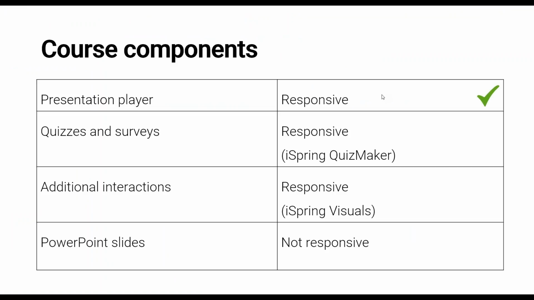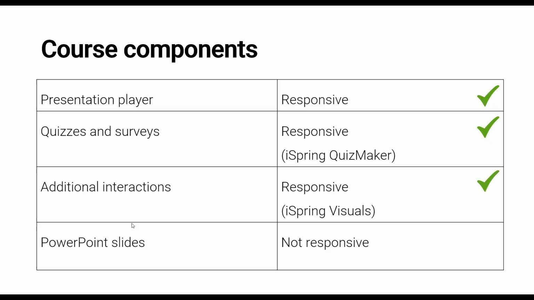Presentation player is fully responsive. As I mentioned before, this universal player, you don't need to adjust it. It automatically adjusts to tablet and to a smartphone. Quizzes and surveys that you create with QuizMaker are fully responsive, as you have just seen. And additional interactions that you create with iSpring visuals, like FAQ, timeline, dictionary, are also fully responsive, every single interaction. For example, a timeline rearranges to a vertical view when you open it on a smartphone.